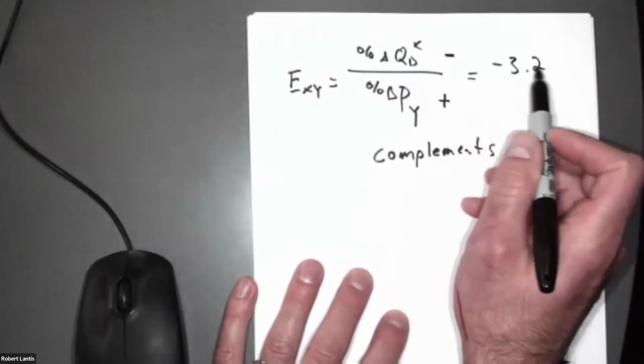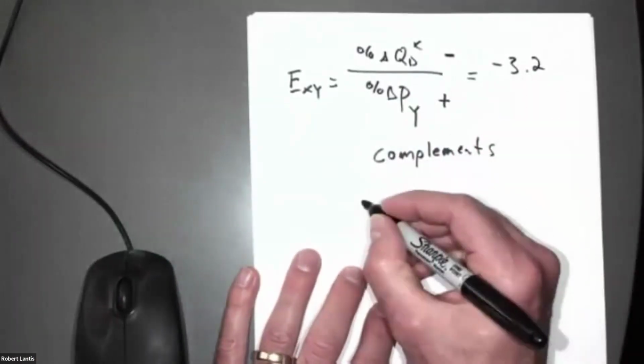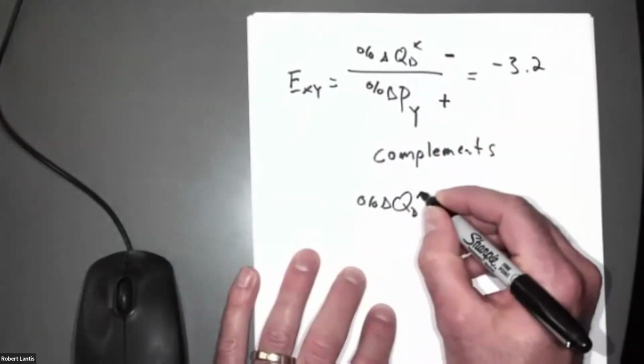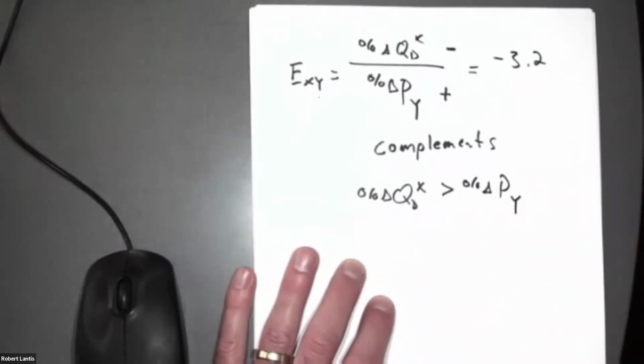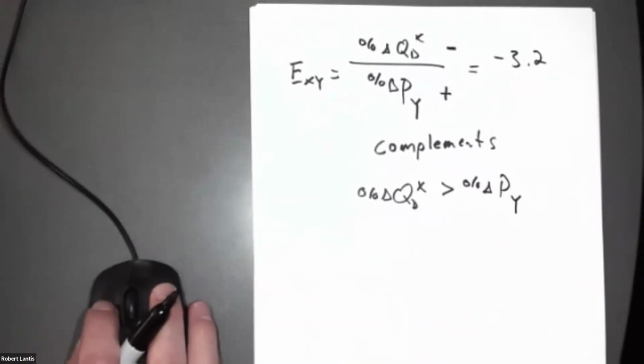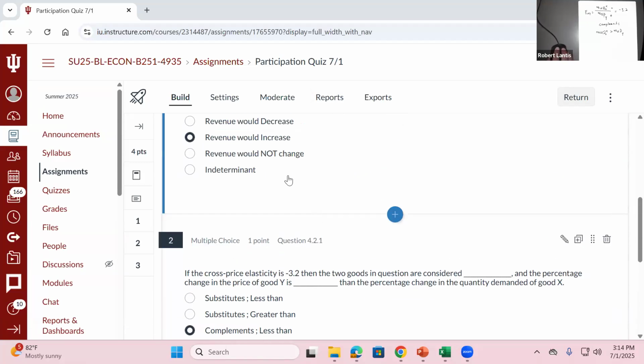I know that if it's 3.2 in magnitude, the only way this fraction is above 1 is if the percentage change in the quantity demanded for good X is greater than the percentage change in the price for good Y. Okay, so the fact that it's negative tells me they're complements. And the fact that it's above 1 tells me that the percentage change in the price of good Y would be less than the percentage change in the quantity demanded of good X. Okay. Any questions on that? So we should have the two correct answers there.